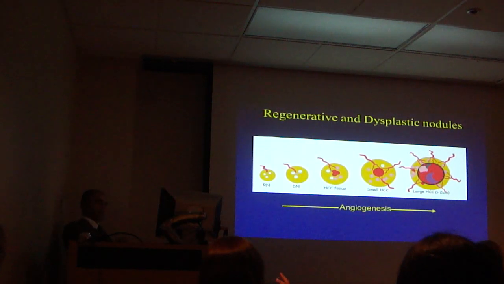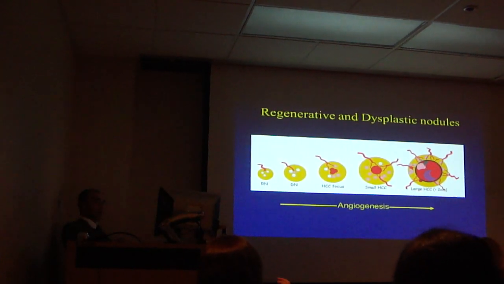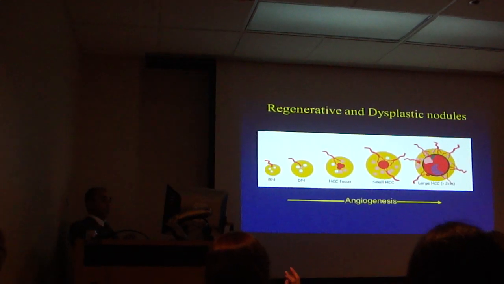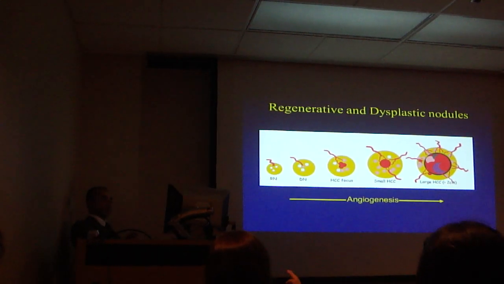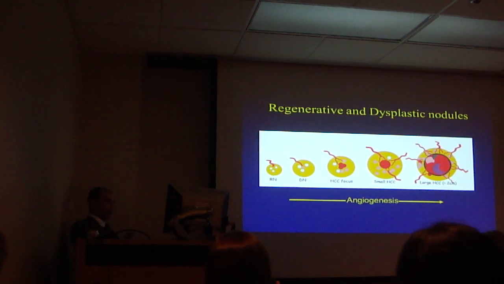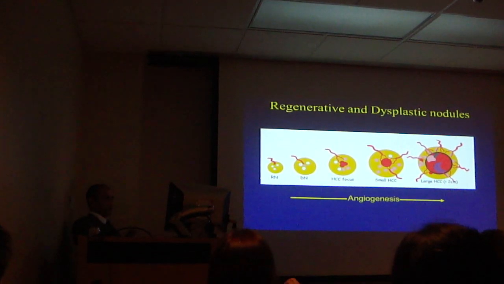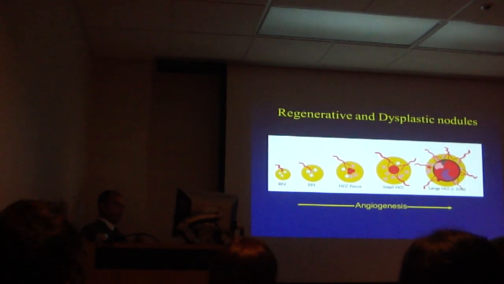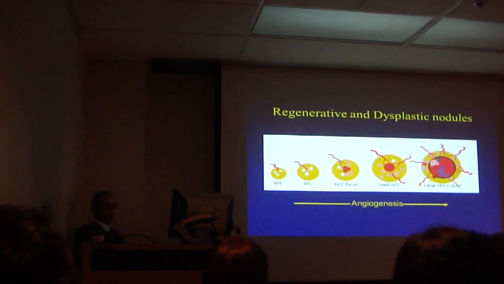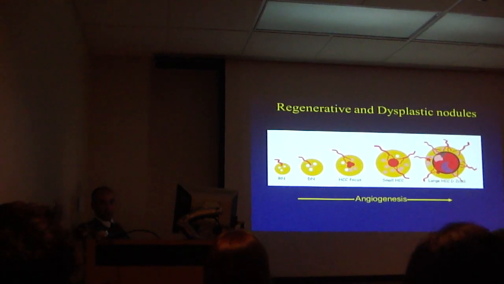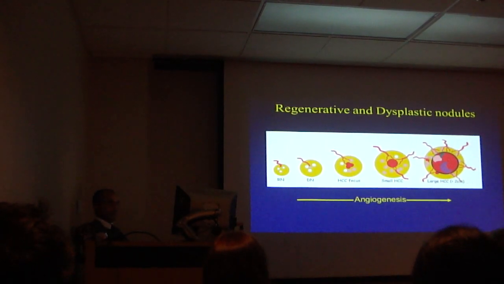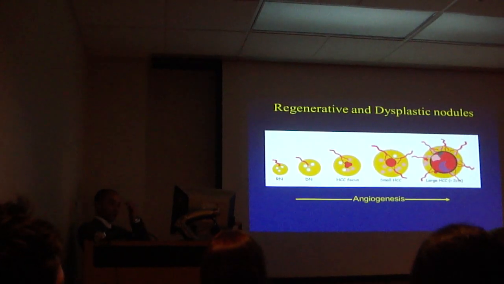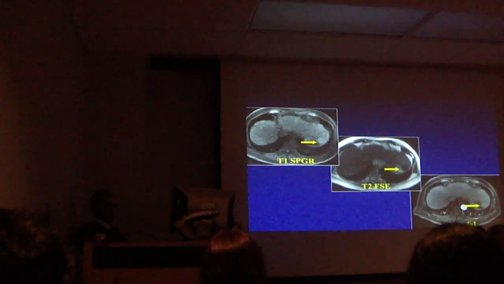Regenerative and dysplastic nodules, I'm going to briefly describe them, and the reason is because there is a process of neoangiogenesis because of the tumor cells within the HCC or dysplastic or regenerative nodule. As it progresses, there are certain factors secreted by the lesion itself that cause neoangiogenesis within it, and it progresses from a regenerative nodule to a full-fledged HCC.